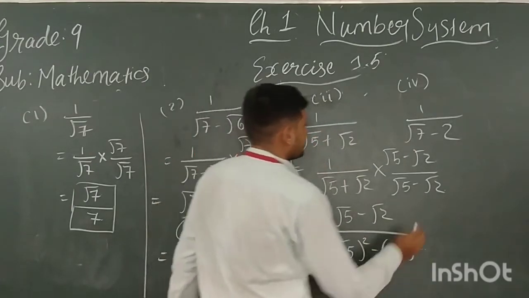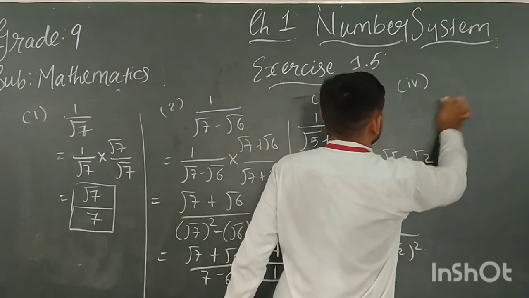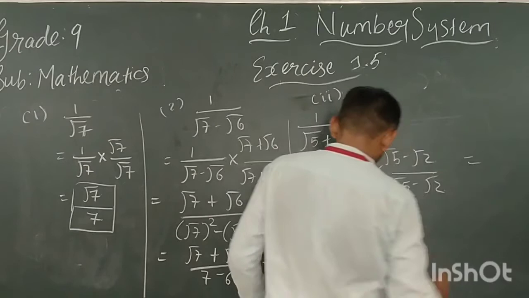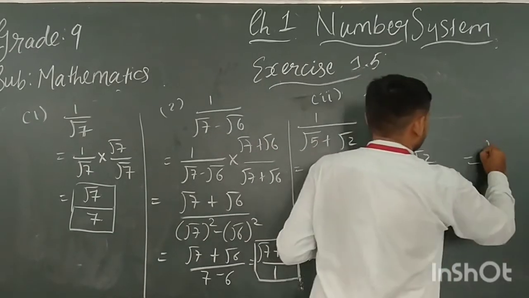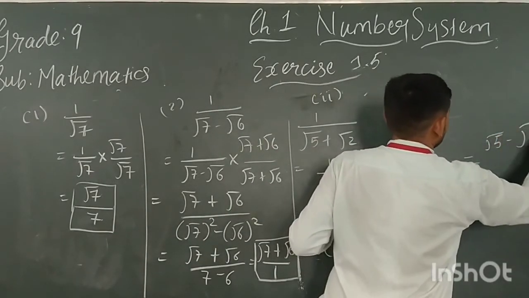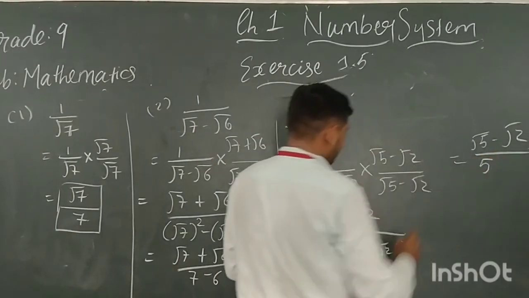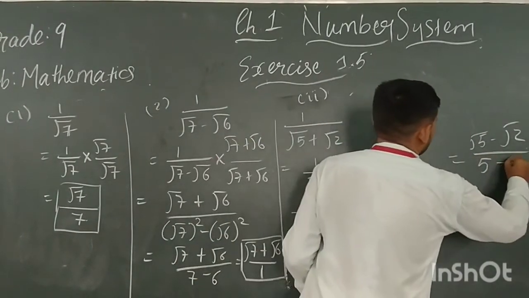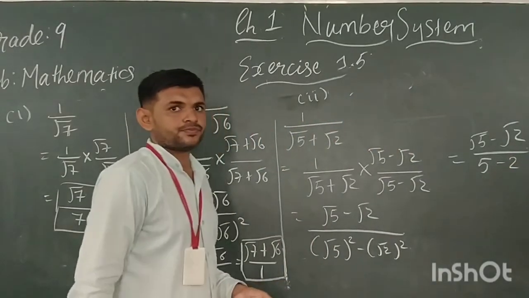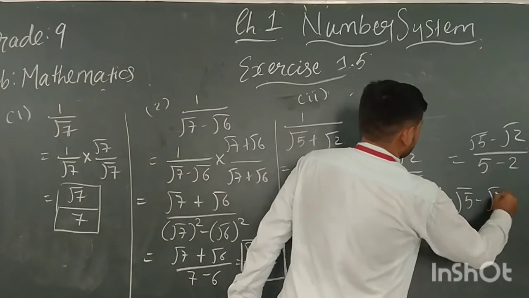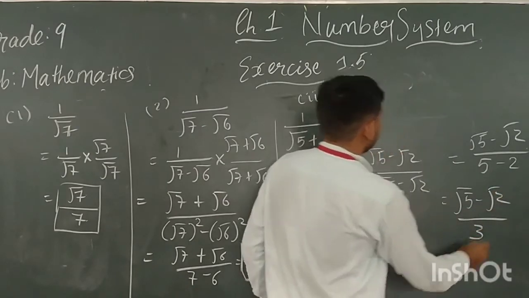So the sum becomes, see, if you just go again, root 5 minus root 2, and square of root 5 minus square of root 2. So the answer will be root 5 minus root 2 upon 3.